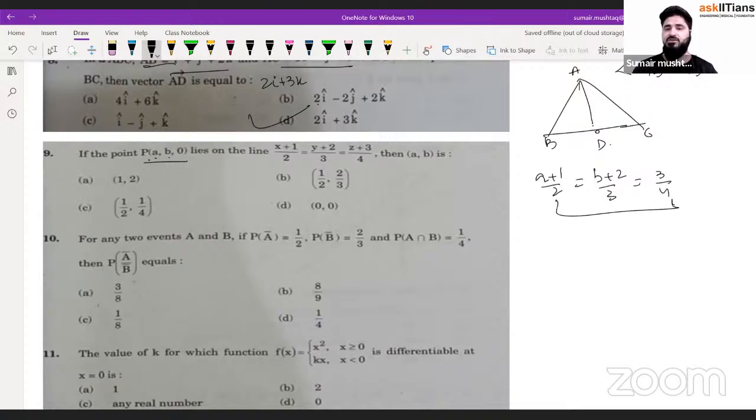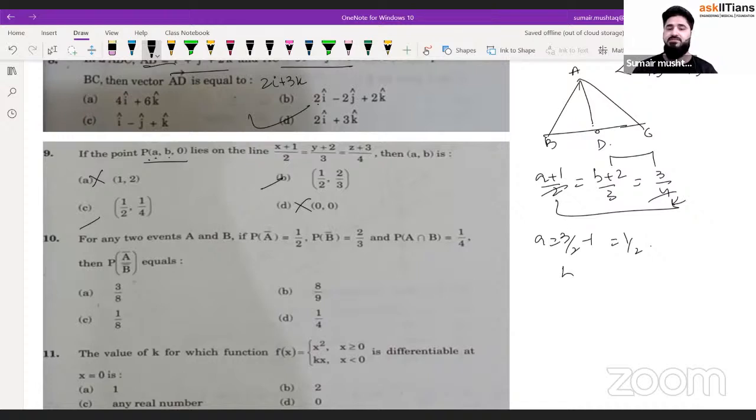First of all, equate these two. So this is 2 by 3. So a is equal to 3 by 2 minus 1. So that is equal to 1 by 2. So you can see this option is over. Now you need to choose between these two options. Okay, now go for the B.